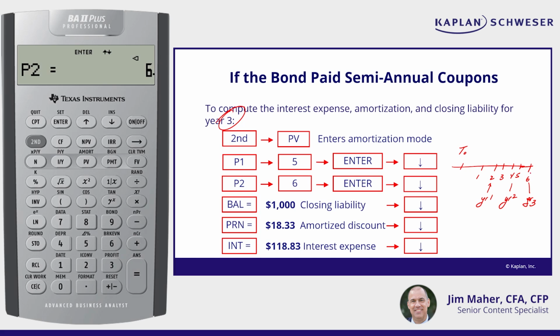So we're really looking at what's going on in this 3rd year right there, which is periods 5 and 6, okay? What's our closing liability? You probably know the answer to that already. It's going to be our redemption value. There's our amortized discount, and then there is our interest expense once again.